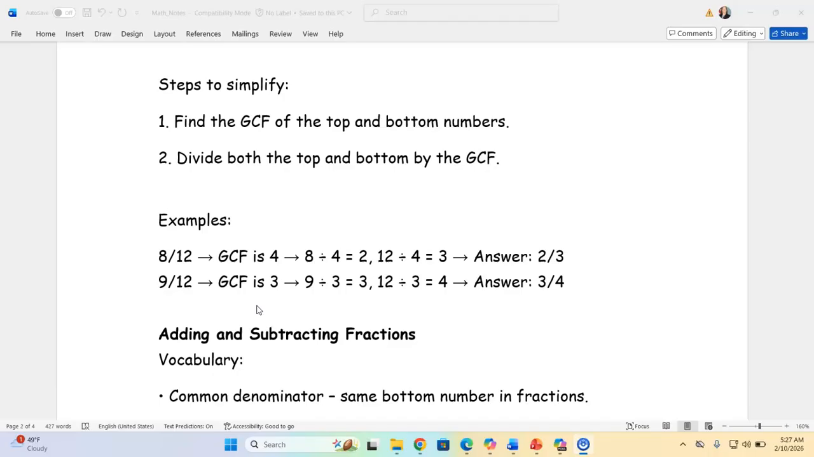And also, again, look at 9 divided by 12. So that's an example, right? So what's the greatest common factor? So the greatest common factor for 9, the biggest number that can go into it, is 3, right? Because you can't divide 9 by anything else bigger than 3. And then for 12, it's 4, because you can't divide 12 by anything else bigger than 4. Nothing else bigger goes into 12.